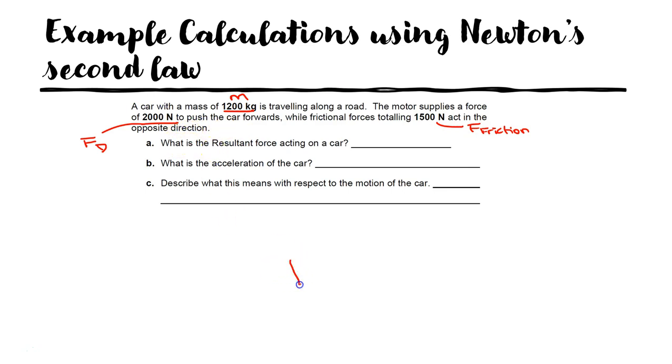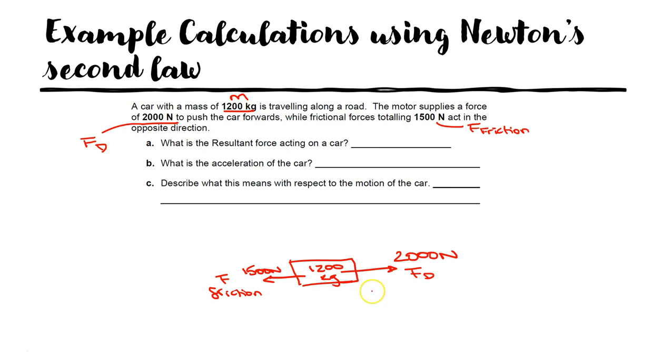With physics problems, it's always a really good idea to draw yourself a diagram. So I'm just using a rectangle to represent the car. I have a driving force, we were told, of 2,000 newtons, and that's my driving force. I have a friction force, okay, force of friction or drag, that is equal to 1,500 newtons, okay, and I have a mass of 1,200 kilograms.